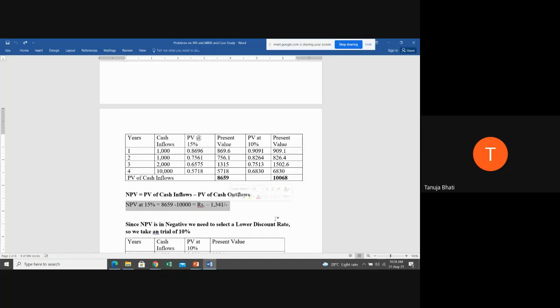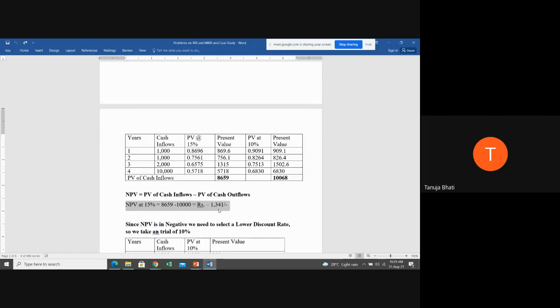Is 15% your IRR? No, ma'am. Why is it not the IRR? Because at 15% NPV is not coming as 0. So it is not your IRR. We have to find out the next trial. This one we tried, we failed, we did not get the correct answer. Now do the next trial.